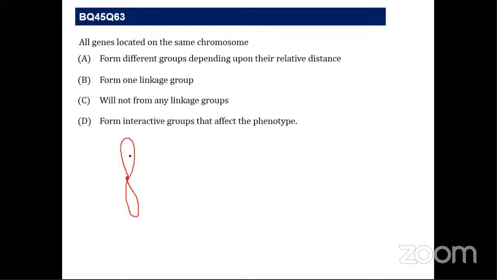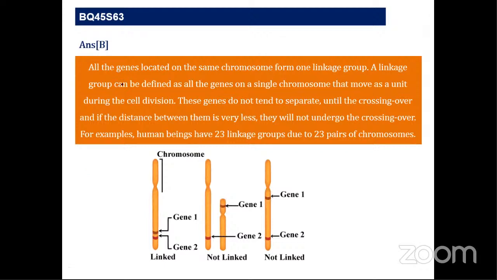All right, suppose this is a chromosome and here there are various genes located. Okay, so all these genes are going to form one linkage group. So B will be the answer. All the genes located on the same chromosome form one linkage group.